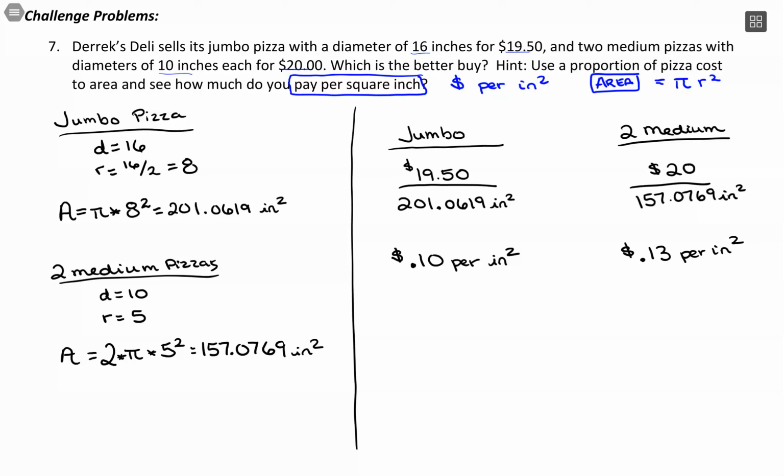So in terms of cost, jumbo pizza's coming in around 10 cents per square inch, while the 2 medium pizzas are coming in at 13 cents per square inch. So with that, the 2 medium pizza is more expensive. You're paying more for a square inch of pizza with the 2 medium pizzas than with the jumbo. So if you're just looking for the better deal, then that'll be the jumbo pizza. So that's where it can't just be a comparison of area. You want to bring the dollar amount in to see where's the money better.